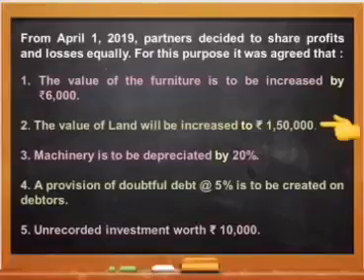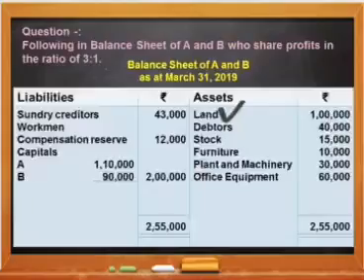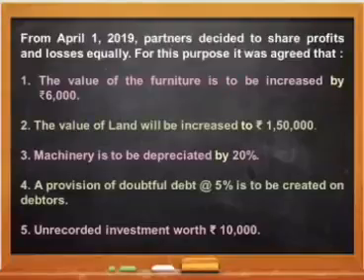The next adjustment says value of the land will be increased to rupees 1,50,000. In the balance sheet, the land was valued at 1 lakh. Now it will increase to rupees 1,50,000. So what is the increase in the land? Rupees 50,000. So this 50,000 will be credited in the revaluation account. You have to be careful while reading the adjustments, as the small English words like by or to can change the meaning of the sentence.